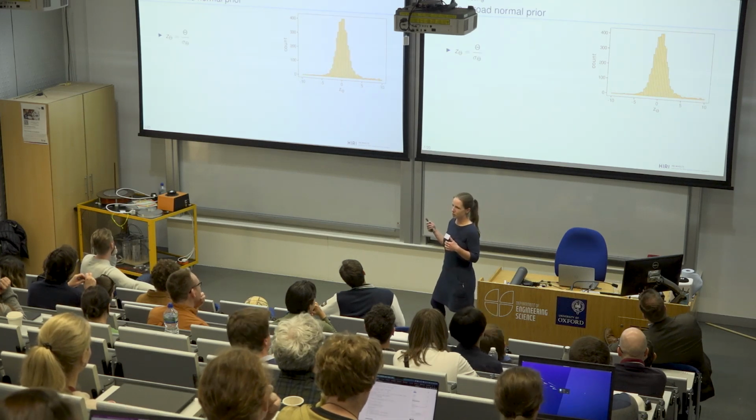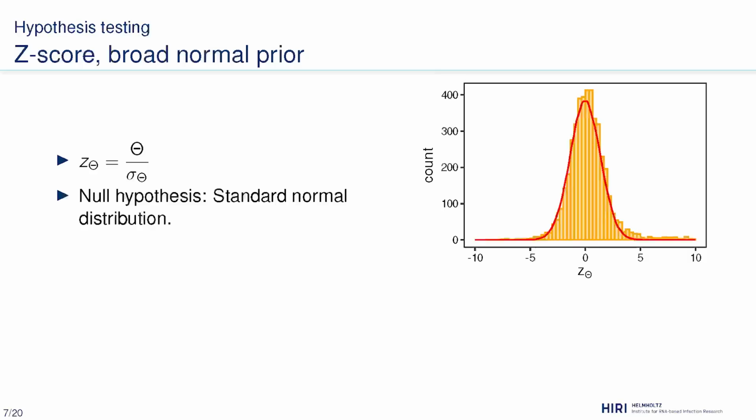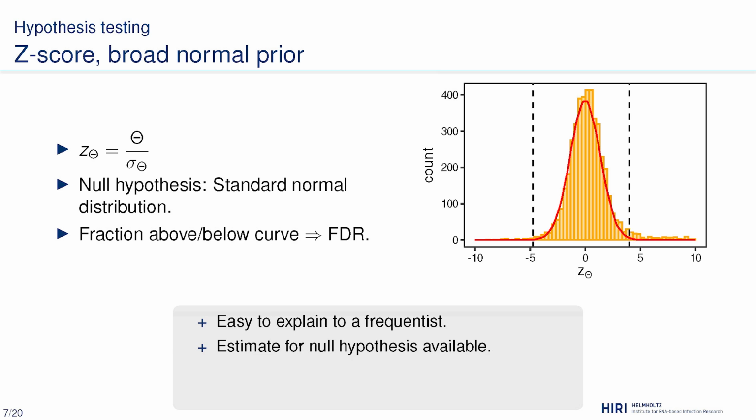Another possibility is to use z-scores. Then the null hypothesis is that it's a standard normal distribution, so that fits pretty well. And by looking at the fraction above and below, I can actually get an estimate for the false discovery rate. So that's very nice. It's still a concept that's easy to explain to a frequentist. I have an estimate for the null hypothesis. It corrects for multiple hypothesis testing, but it's not a very Bayesian concept.